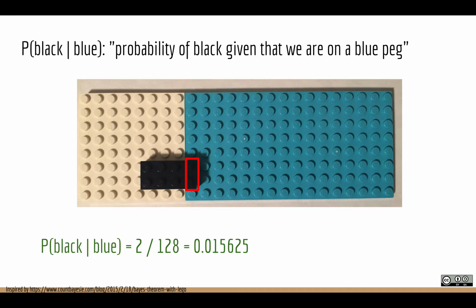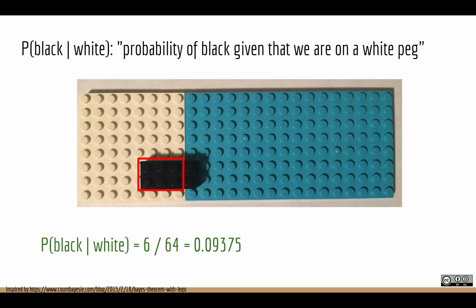And what is that? It's 128. Yeah. The probability of black given blue is, well, there's 128 pegs, and two of those blue pegs also have a black peg on top. So that works out to 2 over 128. And the probability of being on a black peg, given that we're on a white peg, is 6 over 64, because there's only 64 pegs. Yeah, 6 of those black ones are in white space. Does that make sense?